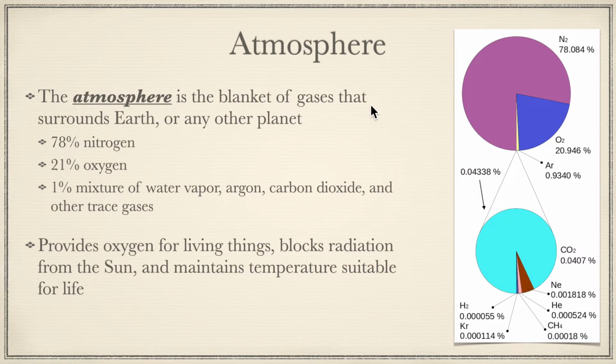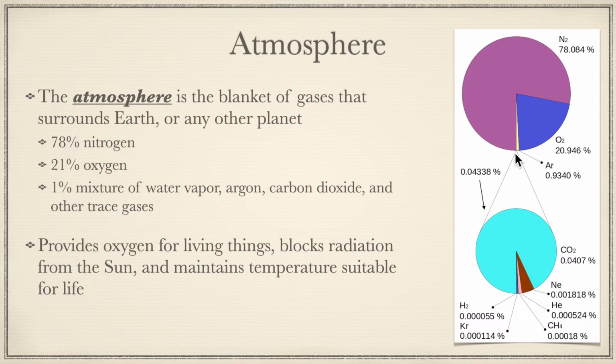The atmosphere. So the atmosphere is the blanket of gases that surrounds the Earth or any other planet or moon, really. The Earth's atmosphere is 78% nitrogen, about 21% oxygen, and then the last 1% is really a mixture of water vapor and argon and carbon dioxide gas and other trace gases.